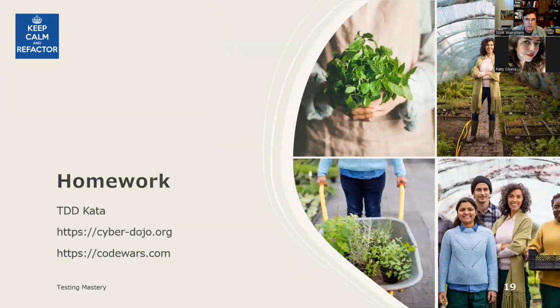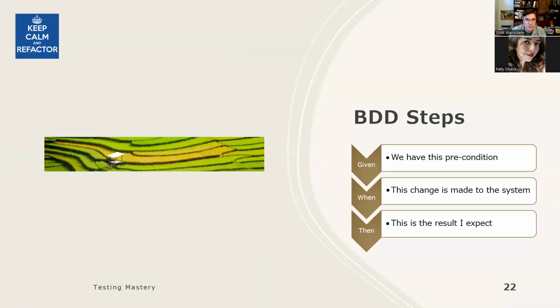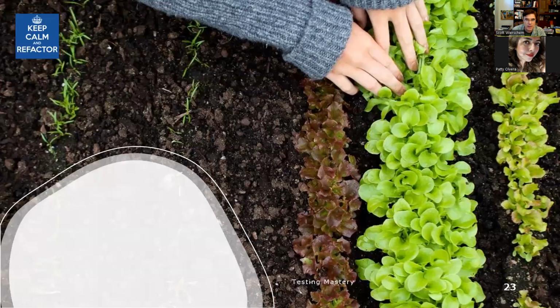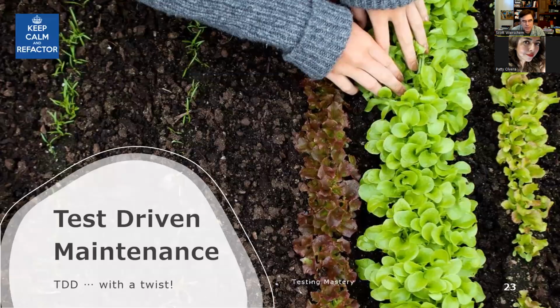In BDD, we have given, when, then. Given we have this precondition, when we make this change, then this is what I expect. Since you've fiddled with Cucumber in the past, I'm sure that all looks very familiar to you.